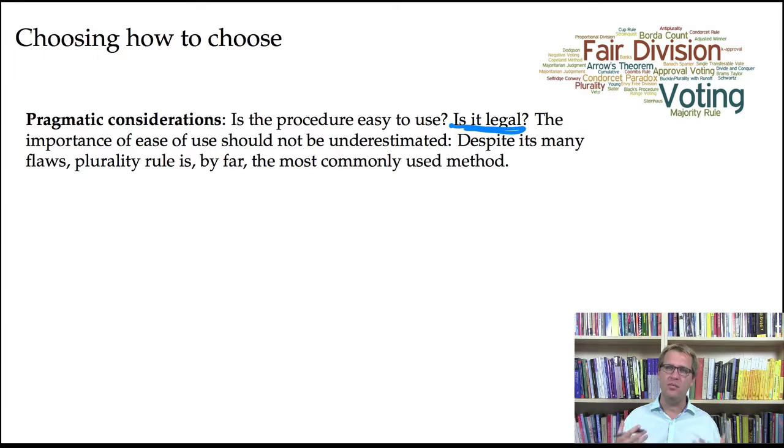Plurality rule is very simple. It's easy to implement. All the voters just have to select one of the candidates. It's completely transparent how the profile of votes is used to select the winner. The winner with the most votes wins. So it's completely transparent and easy to use, and that's a lot of the reason why people like plurality rule.